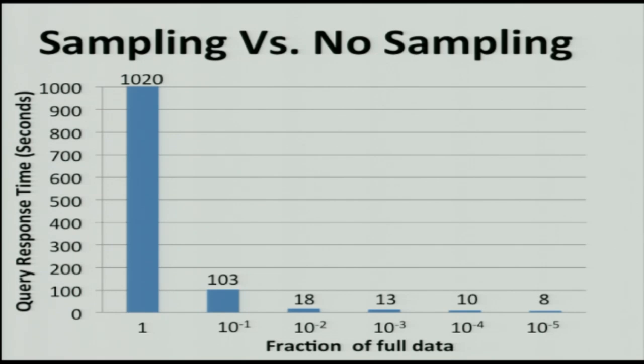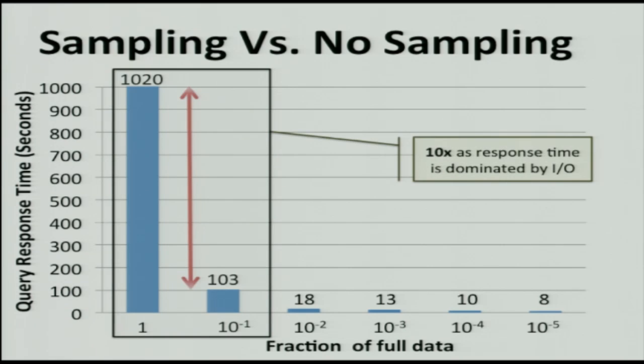In this case, this is a 10 terabyte data set, and this particular query is executed on 100 machines. The x-axis here represents the fraction of data on which the query operates. So 1 essentially means it's operating on the full data set, and it takes around 1,000 seconds. As you operate on 1/10 of the data set, your query time decreases by 10x, which is not much of a surprise because most of these queries are IO bounded.